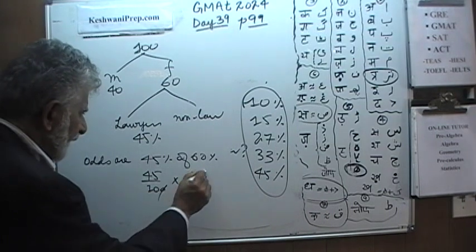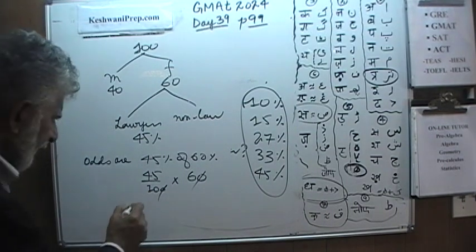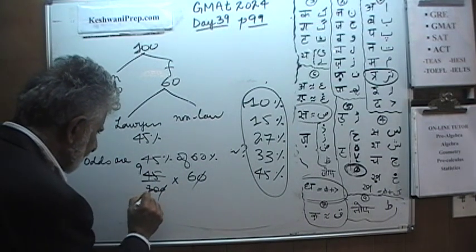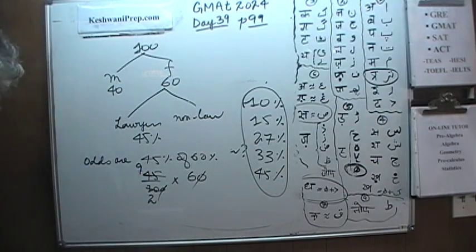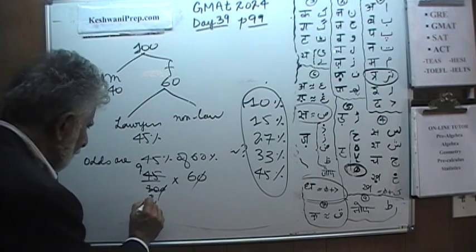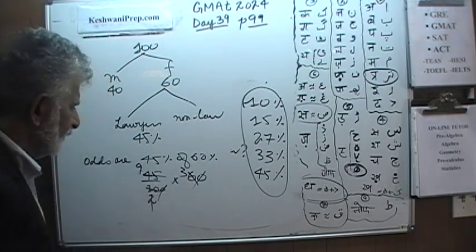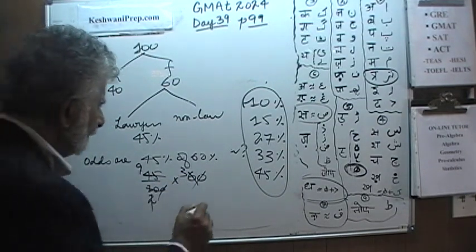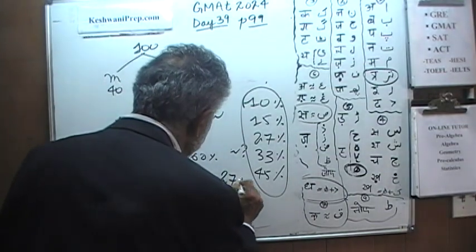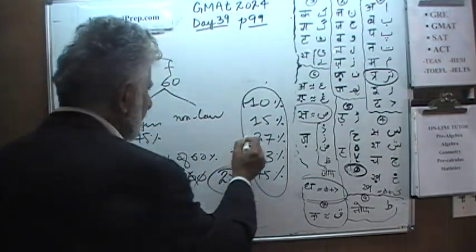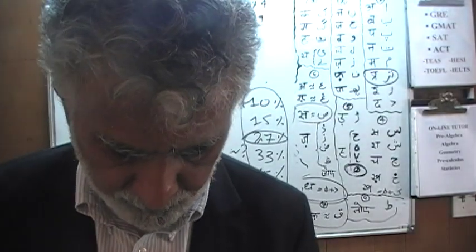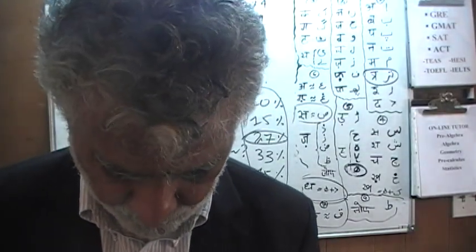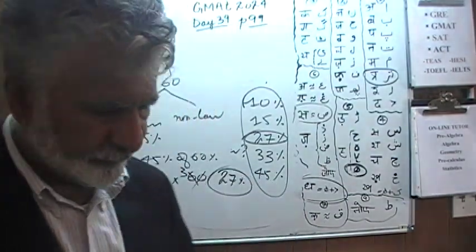Divide top and bottom by 10. Divide top and bottom by 5. This becomes 9. This is going to become 2. So it's 9 times 5. Oh, we can do one more time. This 2 can go away. Oh, this is very simple. It's just 27%. The odds of finding such a person who happens to be a female and a lawyer is 27%. Let's do the next one.